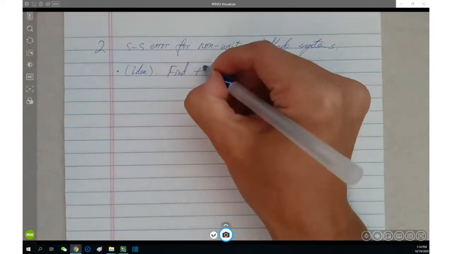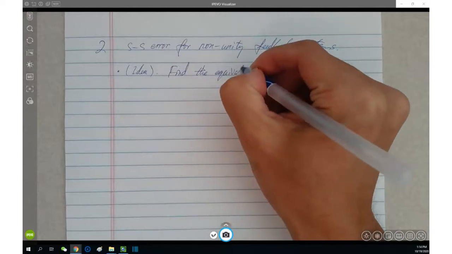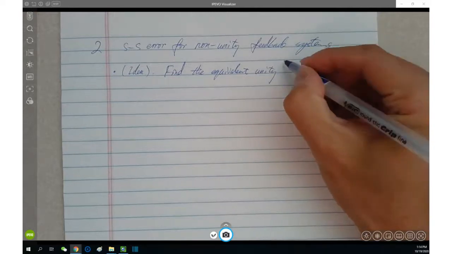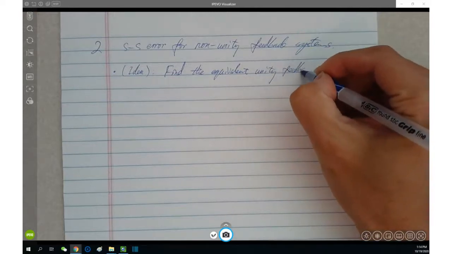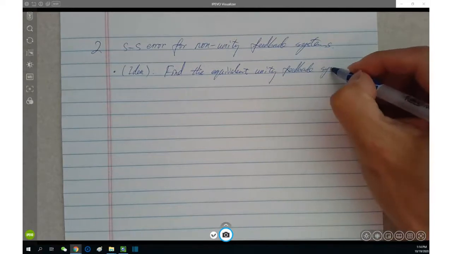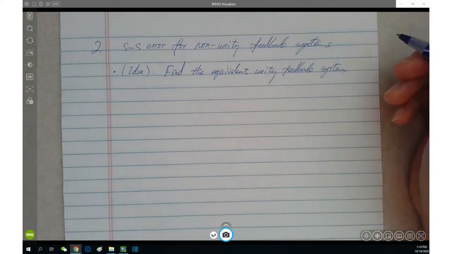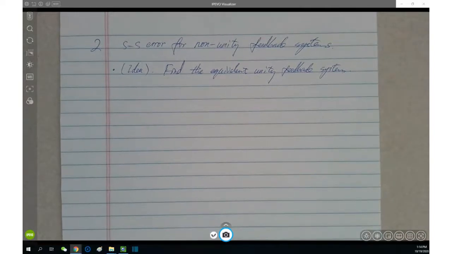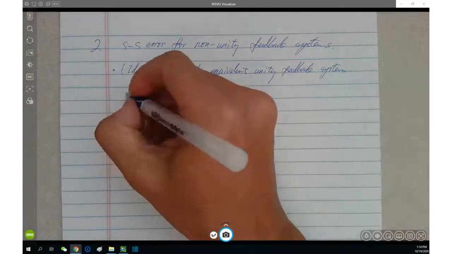Find the equivalent unity feedback system. Just find the equivalent unity feedback system, and then whatever we have been doing for unity feedback system is going to be applied to this non-unity feedback system. Just find the equivalent unity feedback system. Let's see how to do that.